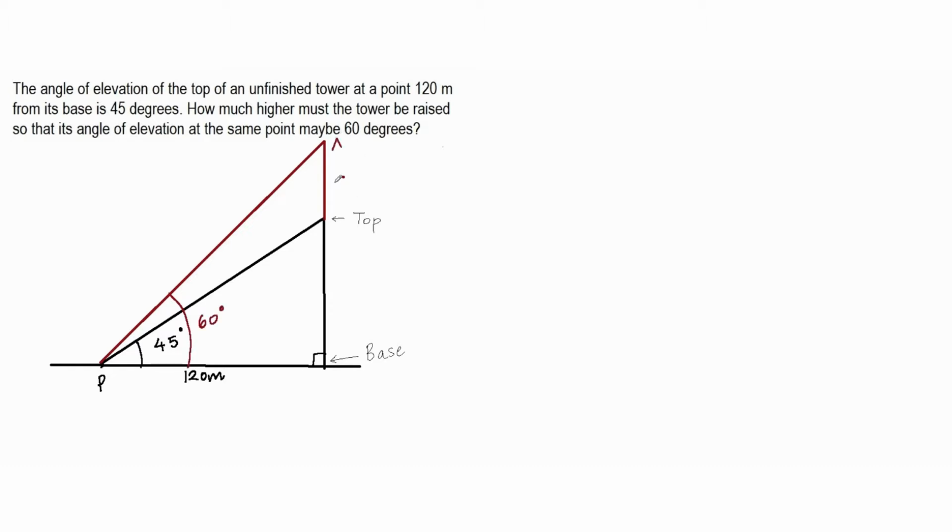So let us mark these points. Let this be point A, B and C. So now in this case I want to find the length of AB because that is the amount by which the tower is going to be raised. Now if I think about it, I can find AB in the following manner.